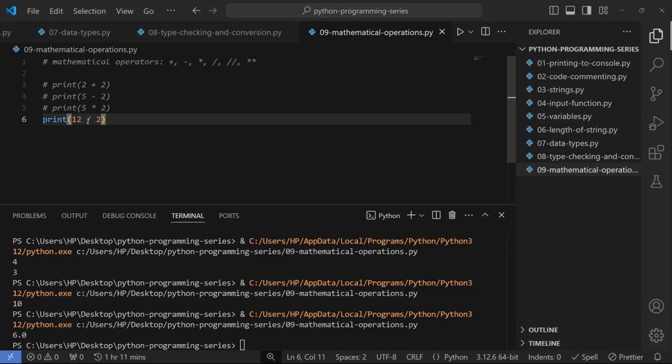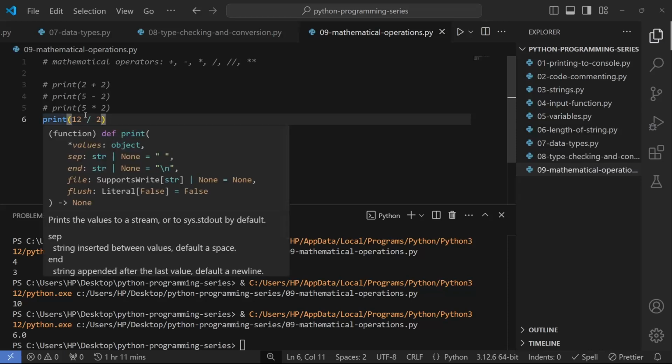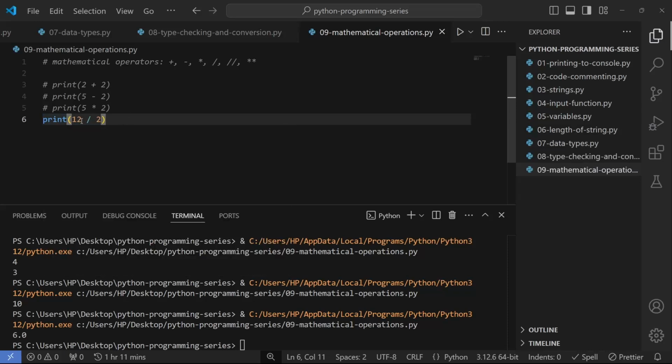So division will always return float, even though the divisor and the dividend divide each other perfectly, just like we have 12 and 2. 2 will perfectly divide 12 in 6 places, but in Python, the division operation will always give you a floating point number, so we have 6.0, and that leads us to this double division symbol.